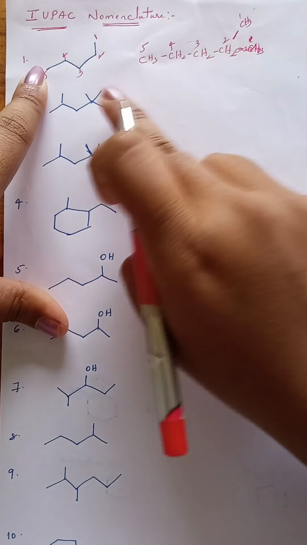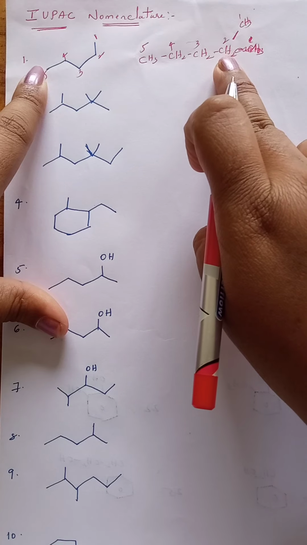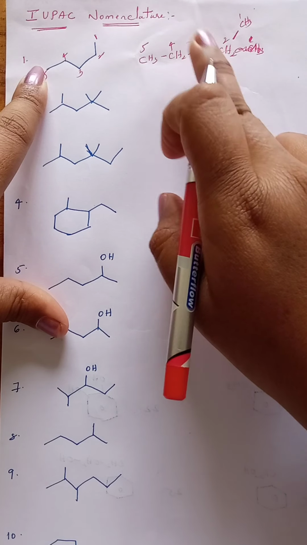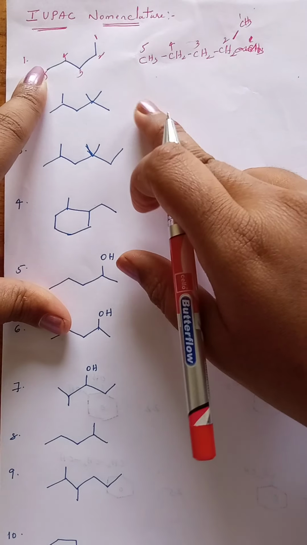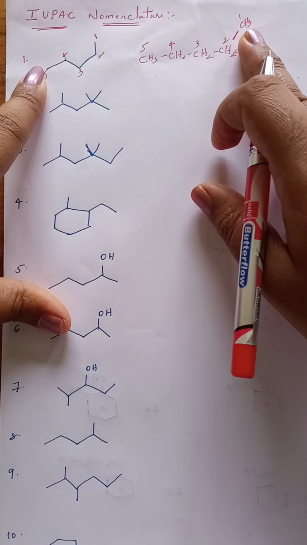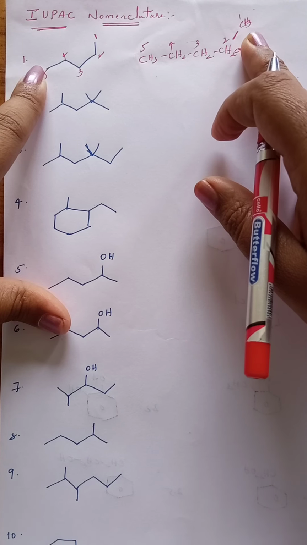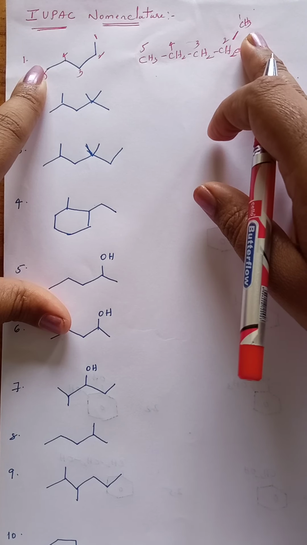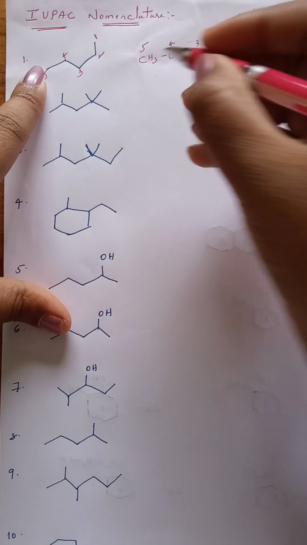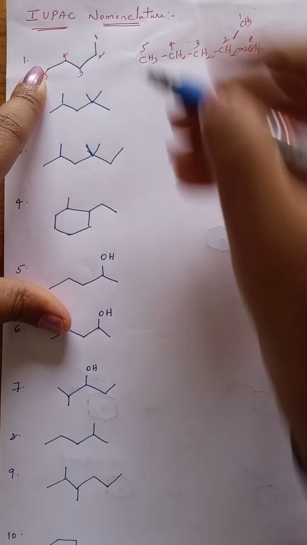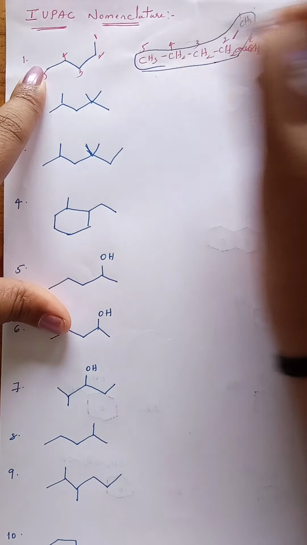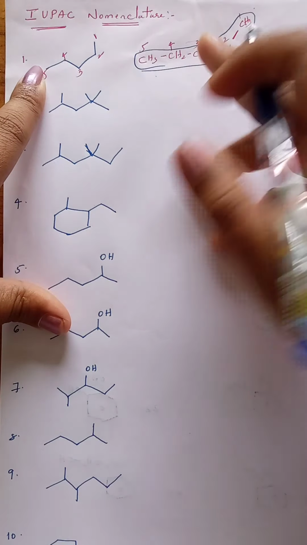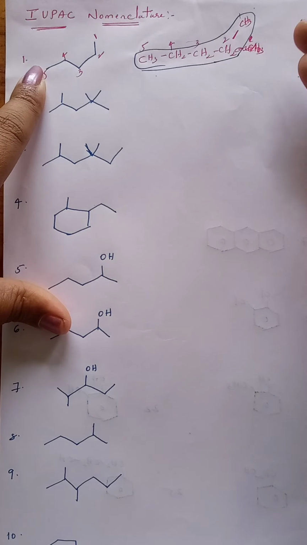And even this is in a continuous manner. The first carbon is connected to the second, the second to the third, the third to the fourth, the fourth to the fifth, continuously connected. This continuous longest carbon chain is taken as the parent chain. Now we have to give a name for this. First select the parent chain, the longest carbon chain. Other than this parent chain, no other group is located, so no suffix, no substituent, no functional group.